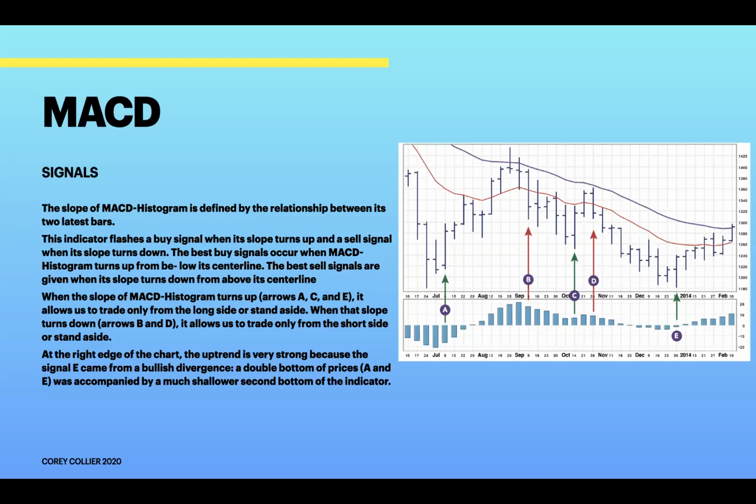And it was accompanied by a much shallower second bottom of the indicator. That's right where the circle E is looking at, right? So if we look at A here on the price chart and on the MACD, that low on the MACD is pretty significantly low, right? So after that low hit, though, we had that rally in price go up.